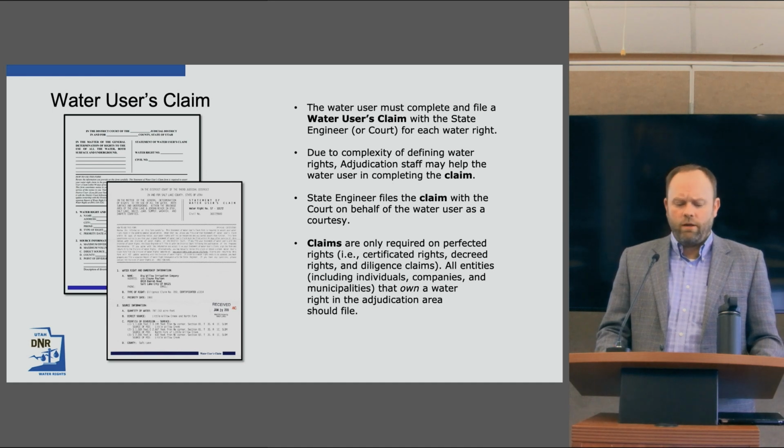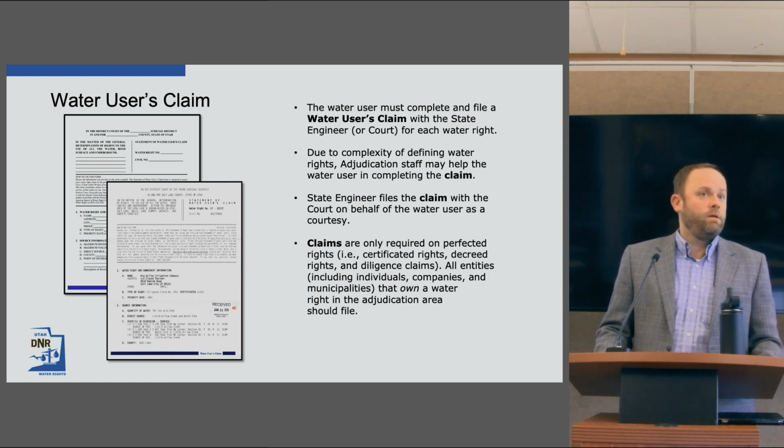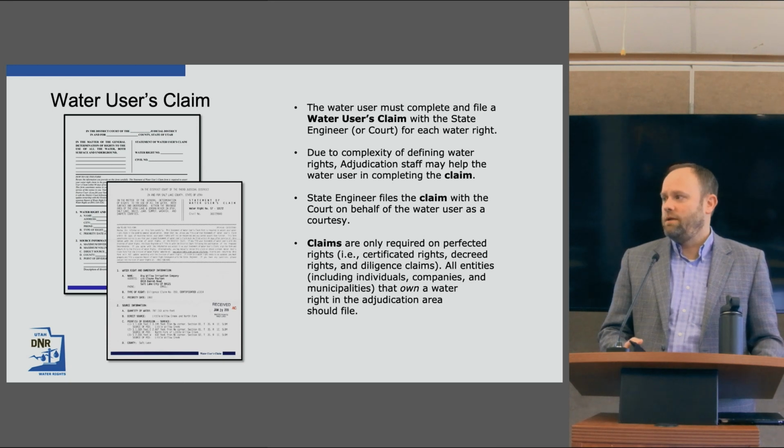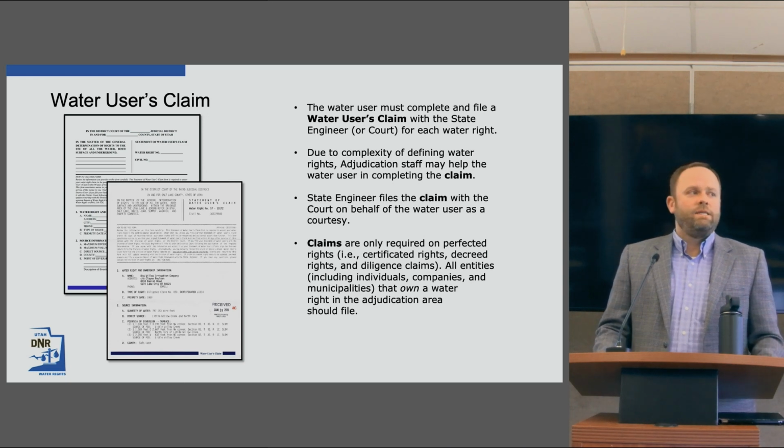Okay, so water user claims are only required for perfected water rights. And what does a perfected water right mean? That is a certificated water right, a decreed water right, a diligence claim, or an underground water claim. Claims are not required on a share statement, although it's okay if you submit one. If you have a water right that's based on shares in an irrigation company, you have at some point probably come in and received a share statement and then filed a change application on that share statement evidencing your shares. It's not strictly required to file a water user claim on that.